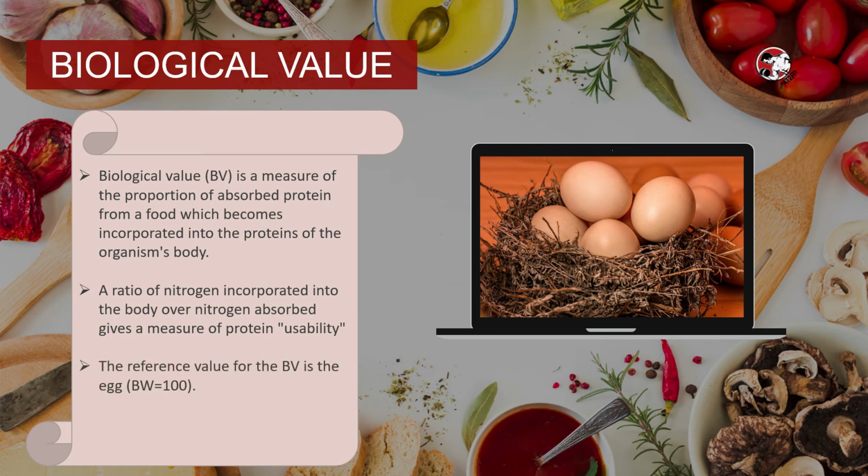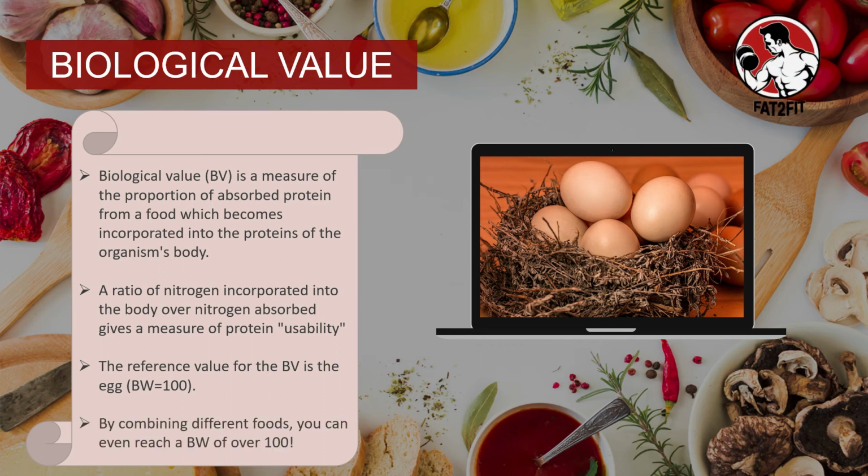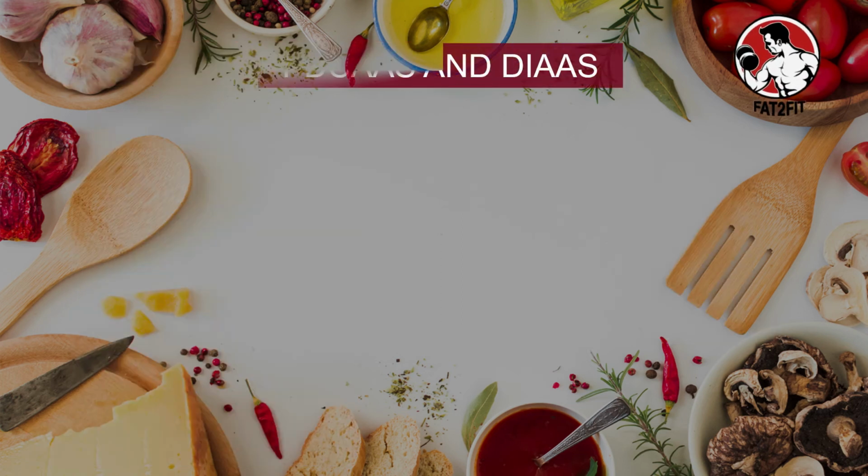The reference value for the biological value is egg, which has a biological value of 100. However, this does not imply that egg is the best possible source of protein. By combining different foods, you can even reach a biological value of over 100. Here, it is only important that the combined foods complement each other in the amino acid profile, the essential amino acids that we are talking about. The limitation of biological value is that it looks at the protein efficiency from what is available in the body. In order to overcome this, we have PDCAAS and DIAAS.